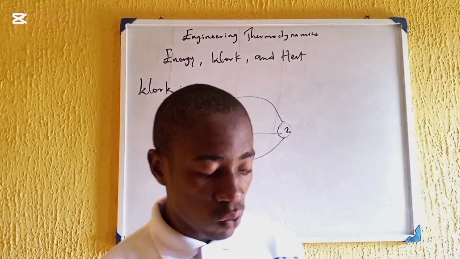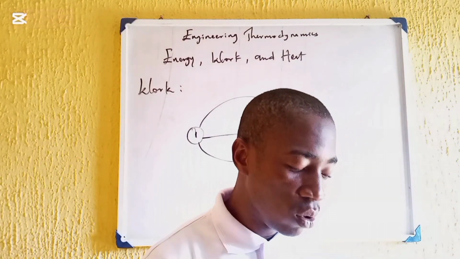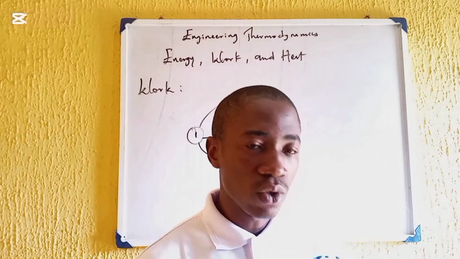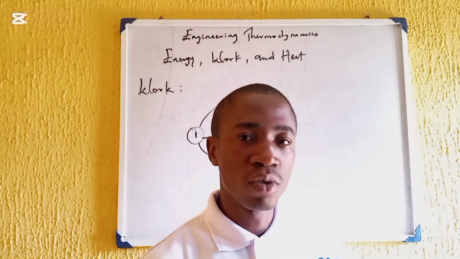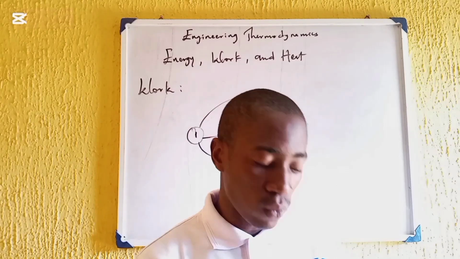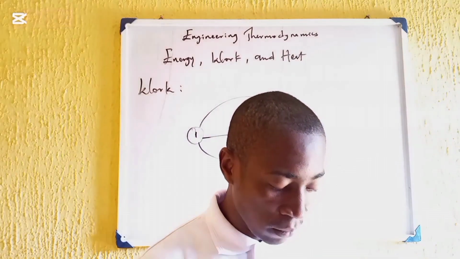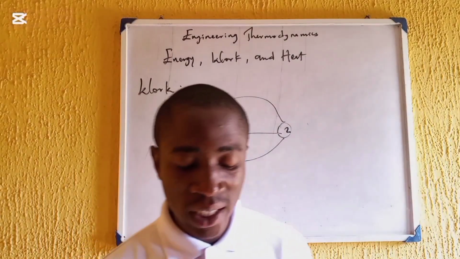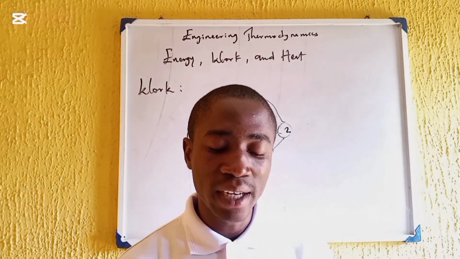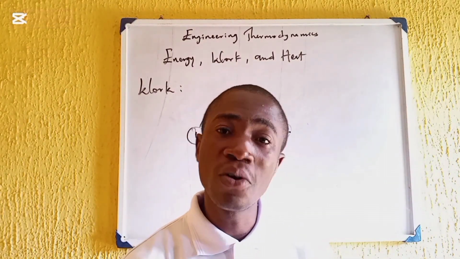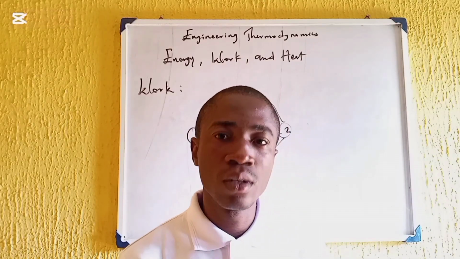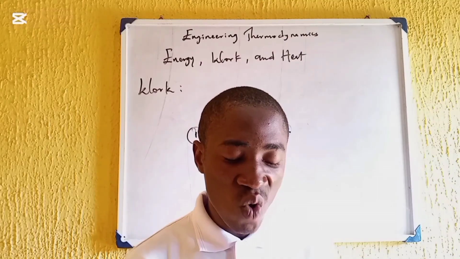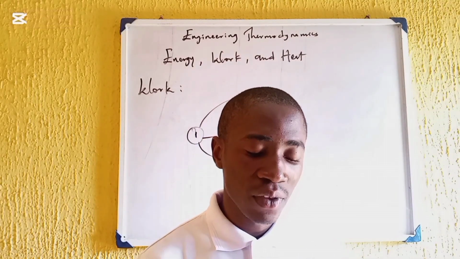Another thing to note is that work and heat are the only two modes of energy transfer across a system boundary. So energy will be transferred across the boundary of a system either as work or as what? Heat. Then again, work is always defined from the system's point of view. What that means is that work done by the system is considered to be positive. Work done by the system is considered to be what? Positive.